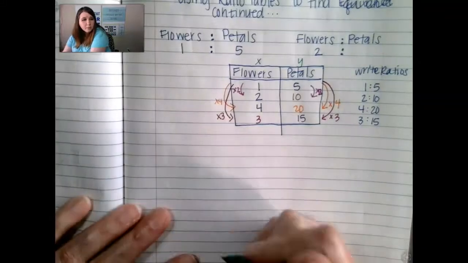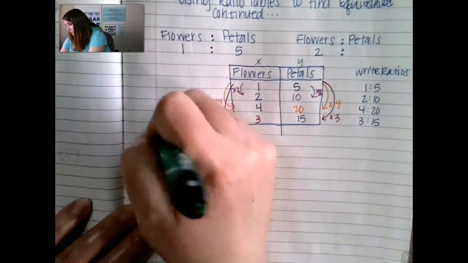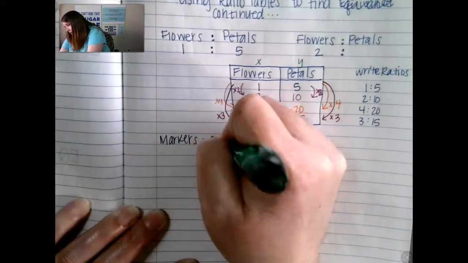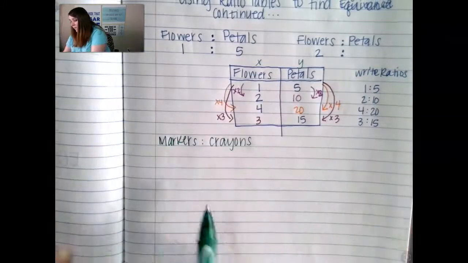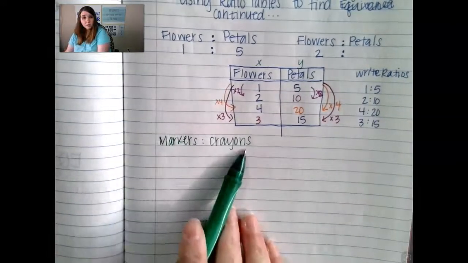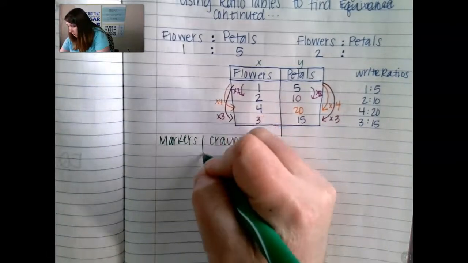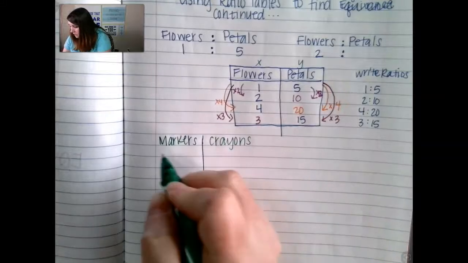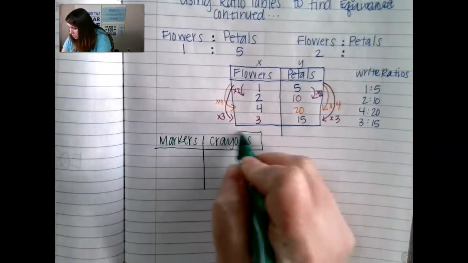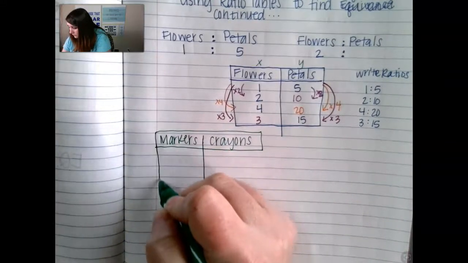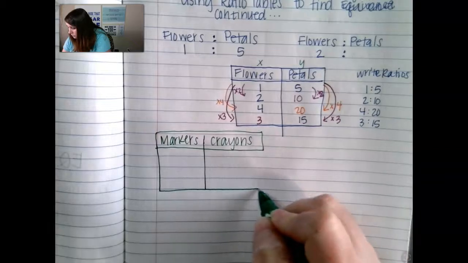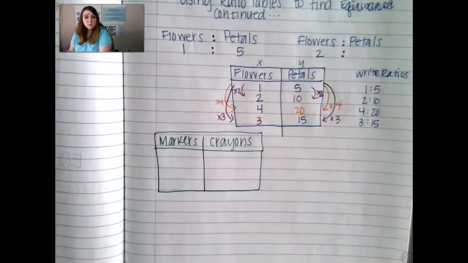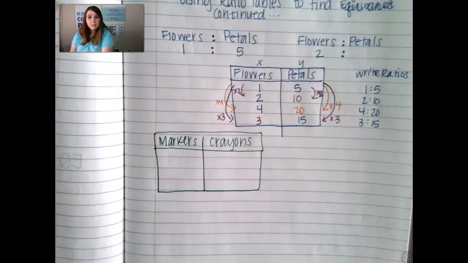So markers to crayons. Because we're setting it up like this, let's just draw a line straight down and start comparing just like this. Okay, this box is crazy and I apologize for it looking crazy.